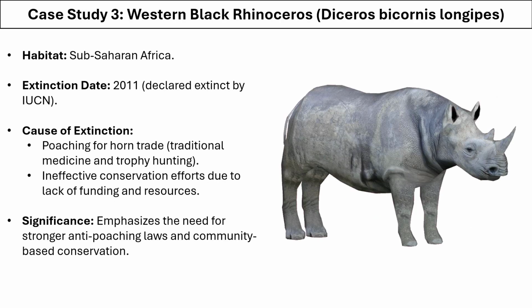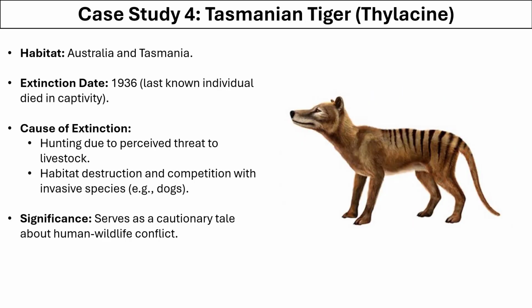The western black rhinoceros was an inhabitant of sub-Saharan Africa that went extinct in 2011. The major causes were poaching for the horn trade and ineffective conservation efforts due to the lack of funding and resources. The extinction of this rhinoceros emphasizes the need for stronger anti-poaching laws and community-based conservation.